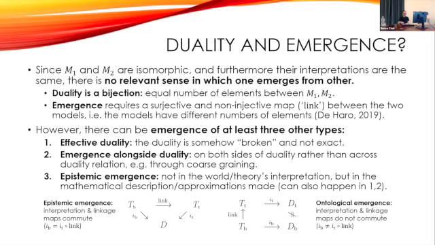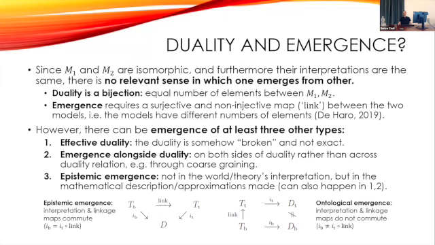There are other cases of emergence. You can have emergence of properties or models, but for the case we are discussing here, duality is a bijection, as we have seen, so that requires that we have an equal number of elements between the two models. That's a requirement for a bijection. And the formal requirement of emergence is that it is a surjective and non-injective map. I call it a linkage map between the two models or two theories, as I am using them now. And because it is non-injective, it requires that they have different numbers of elements.